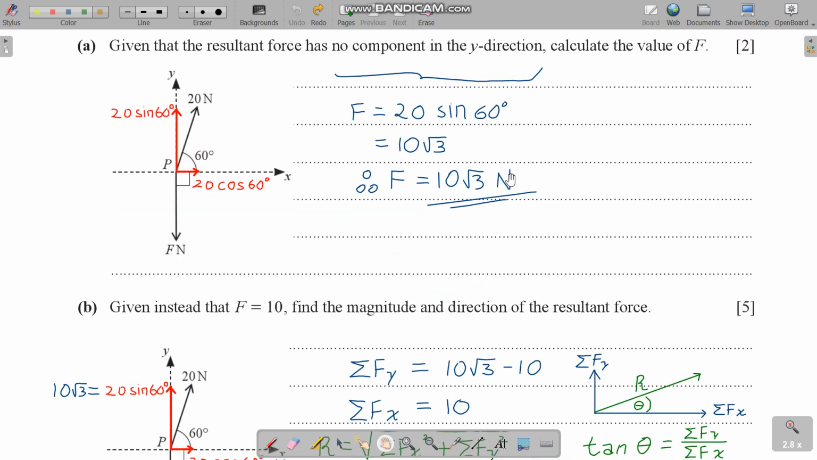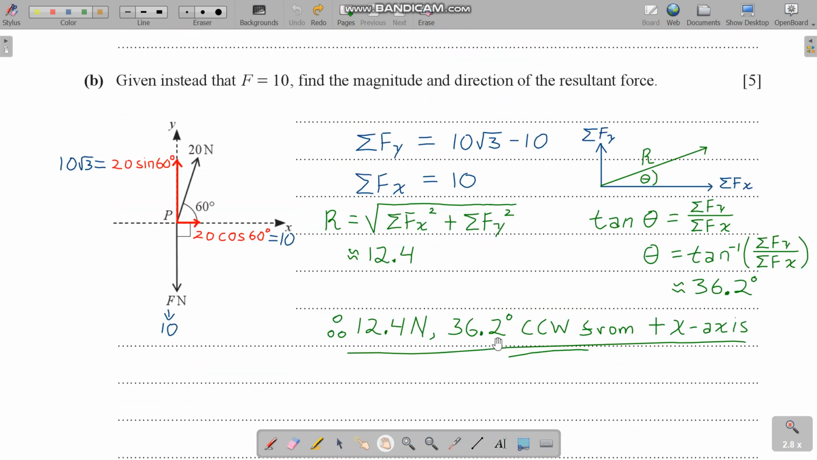Given instead that F equals 10. Previously we know that this is 20 sine 60, 20 cos 60. Use a calculator, we get 10 root 3. Now it's given that this F is 10. To find the resultant, we find the vertical resultant. 10 root 3 is bigger, so the sigma Fy is 10 root 3 minus 10 upwards, of course, and the sigma Fx is only one force, 10 to the right.